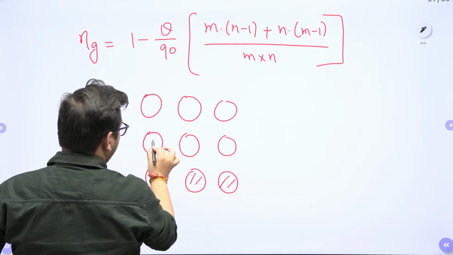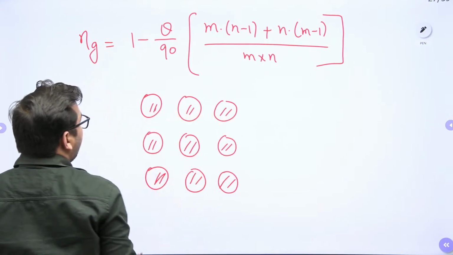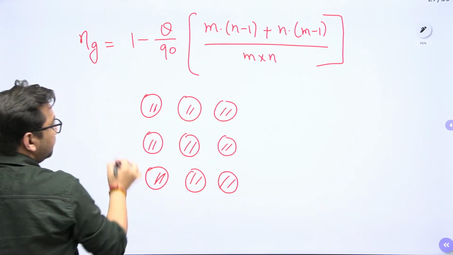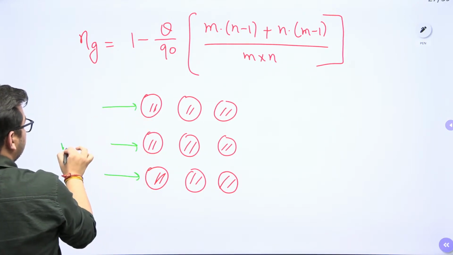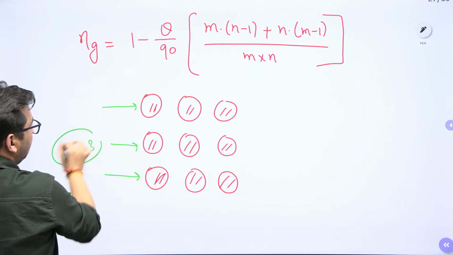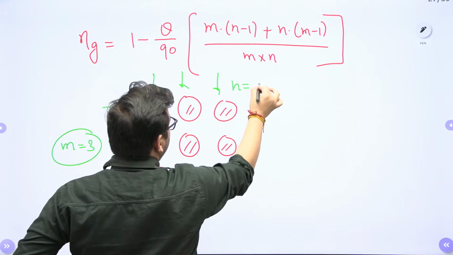Clear? Let's suppose this is the group of piles. The number of rows is your m value, so m is equal to 3 in this particular case. And n is your number of columns, that is, n is equal to 3 in this case.